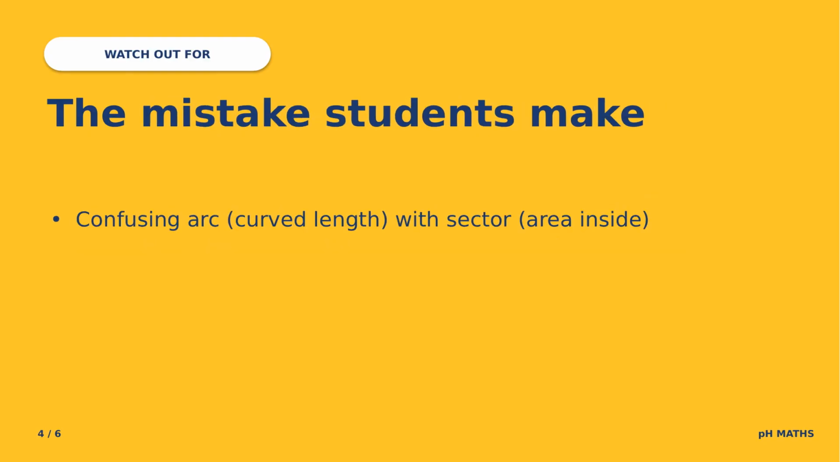Common slip: don't confuse arc with sector. The arc is the curved edge of the slice, just the length. The sector is the area of the slice, the filled-in region. One is a curved length, the other is a two-dimensional area. Different units, different answer.